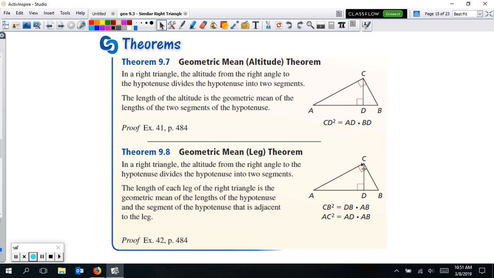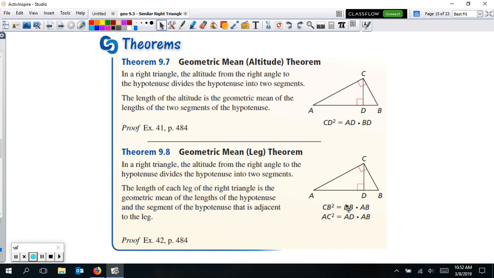So if we're finding this leg right here, or this one here, it doesn't matter. First one says C to B right here, so that's the short one. So our short leg would be the geometric mean of the whole entire hypotenuse, and then this piece that's adjacent to it on our triangle here. So we have our CB squared, which would be this, and then the whole entire thing, A to B, and then the shorter one here, B to D, or D to B.